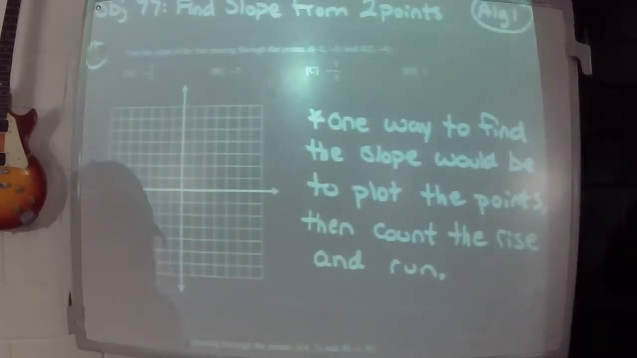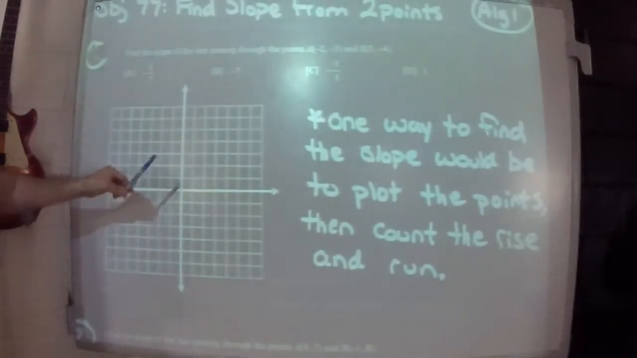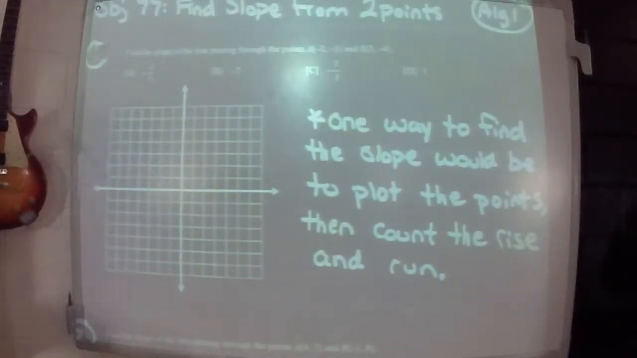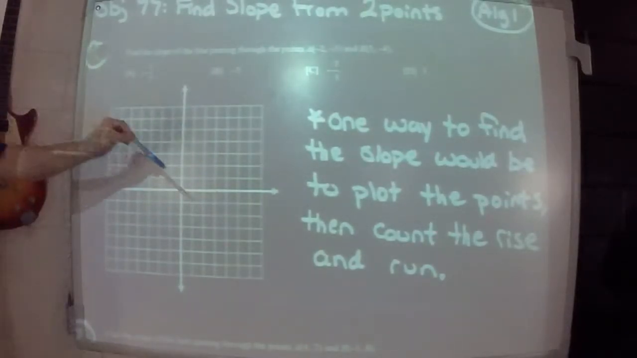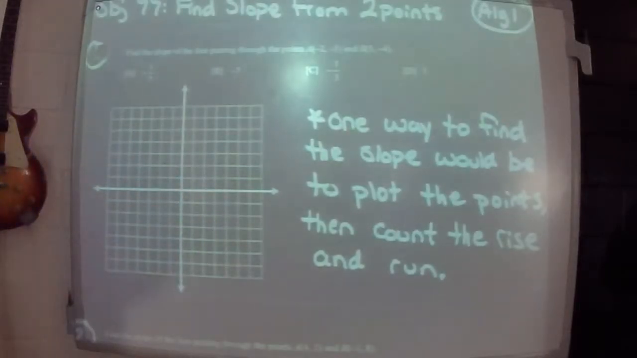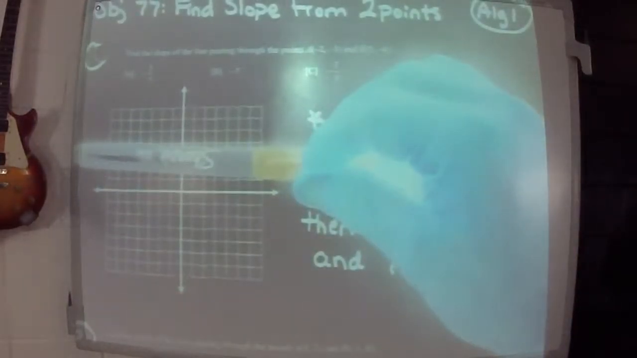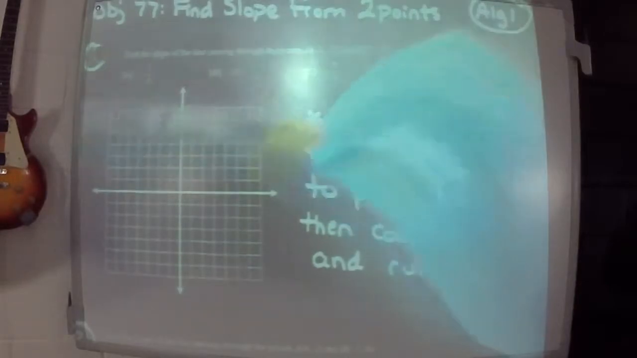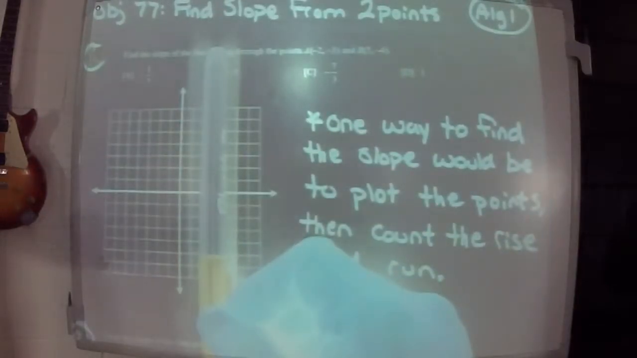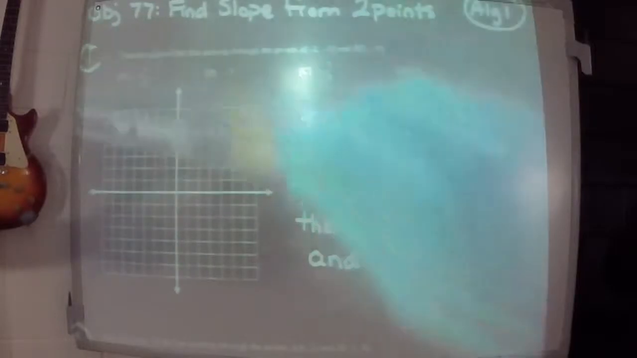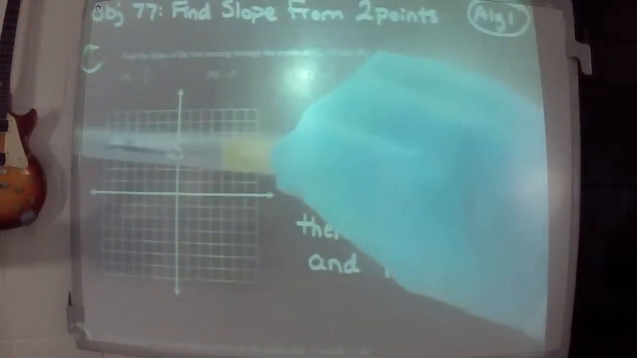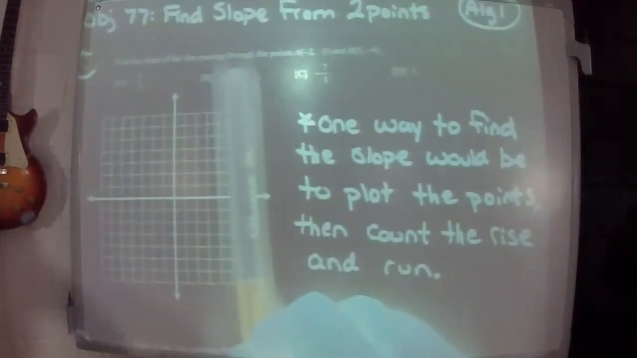When a line is positive, what does it do from left to right? It goes up. And when a line's negative, it goes down, from left to right. If a slope is 0, what does that mean? It's perfectly horizontal, which means perfectly flat. And when it was up and down, what did we call that? Undefined. So you've got your positive slopes, negative slopes, 0 slopes, and undefined slopes.